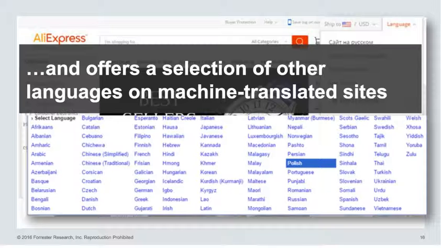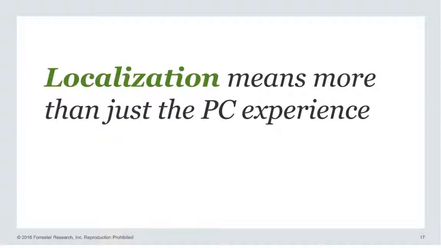And now, no discussion of e-commerce is complete without discussing mobile. And I know we're all really sick and tired of hearing about the importance of mobile. It just keeps getting more and more important. But I do have to drive this point home for you in the context of global commerce, because localization strategy for e-commerce really truly means going beyond the experience your global customers have with you via PC.